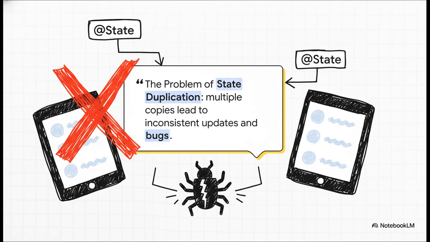The classic mistake, right? You create an @state variable for your product list on the main store screen, and then you go to the checkout screen and you create another @state variable for that same list. You now have two separate, competing versions of reality in your app. When the user changes one, the other one knows nothing about it. It's a guaranteed recipe for bugs.